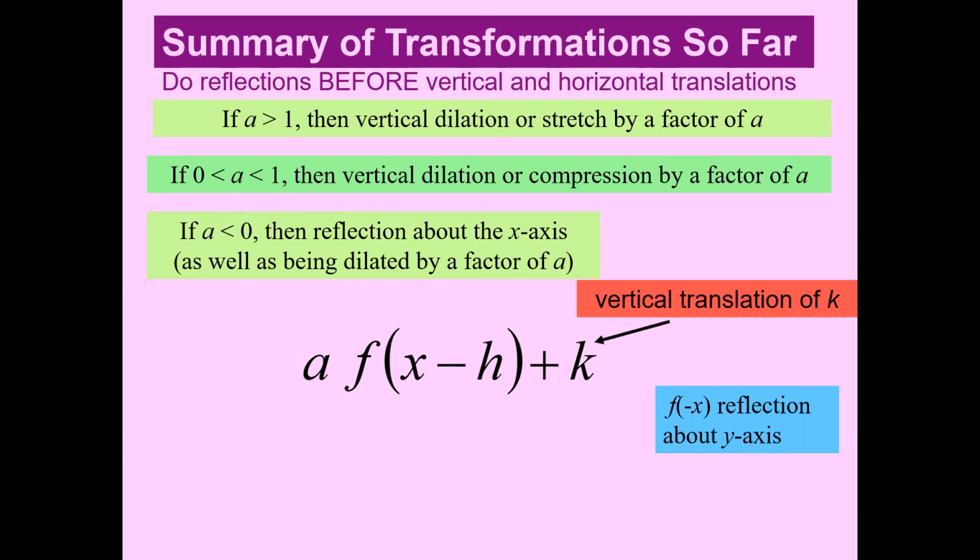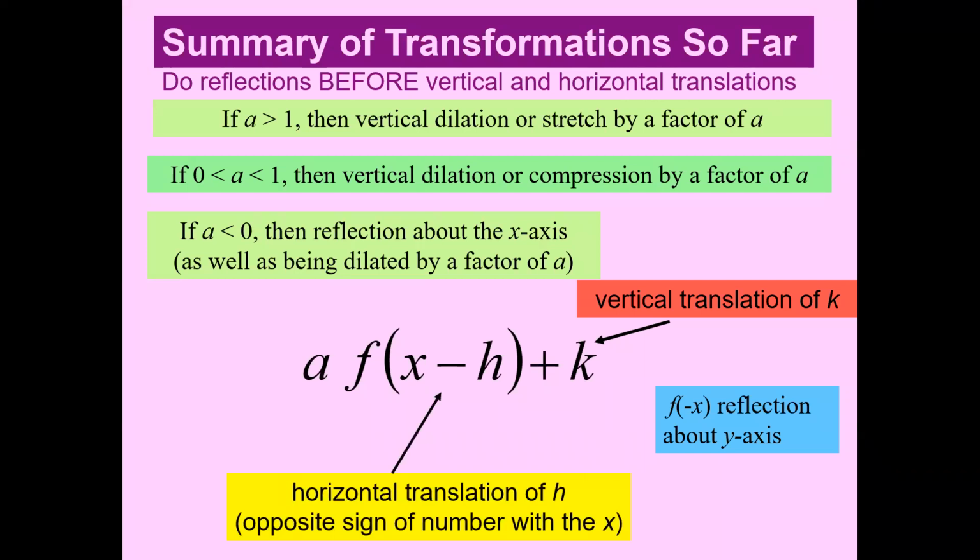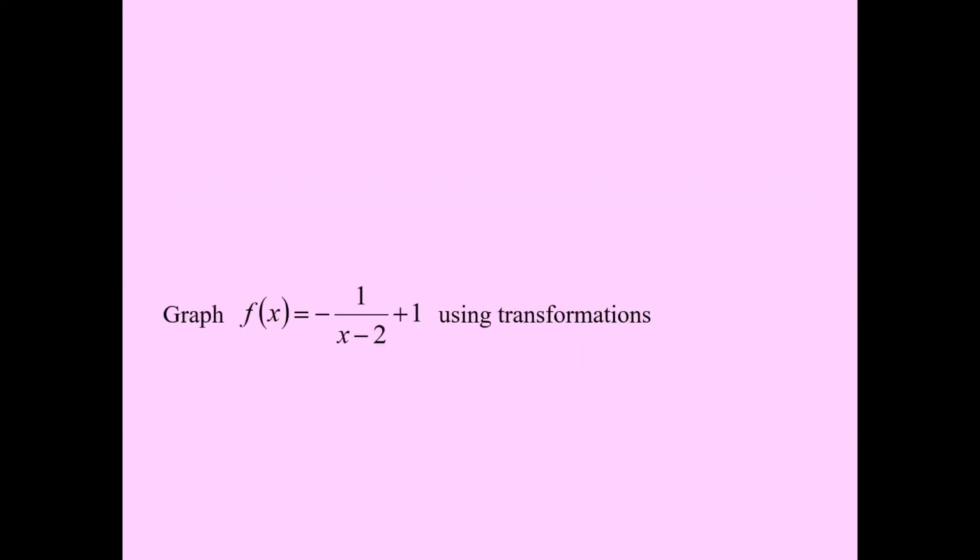That will be your vertical translation. If you don't like the word vertical translation, you can also use the up and down translation. That will be a horizontal translation, or a right and left translation. Okay, here's an example of one of them.